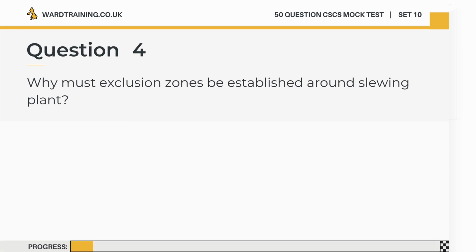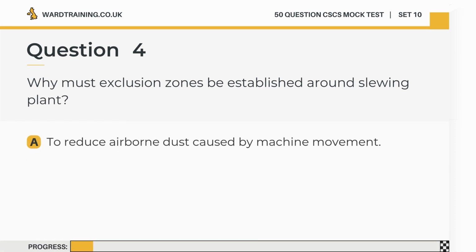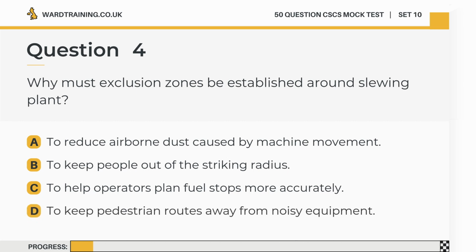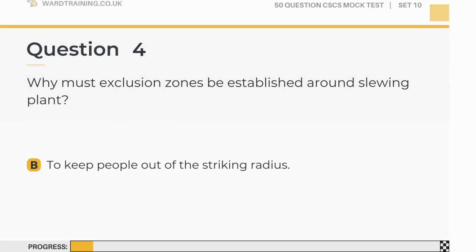Question 4. Why must exclusion zones be established around slewing plant? A. To reduce airborne dust caused by machine movement. B. To keep people out of the striking radius. C. To help operators plan fuel stops more accurately. D. To keep pedestrian routes away from noisy equipment. The correct answer is B. To keep people out of the striking radius.